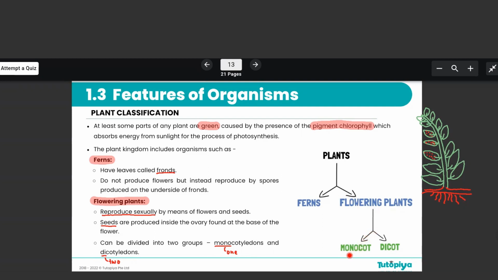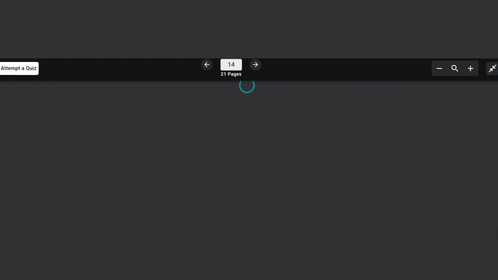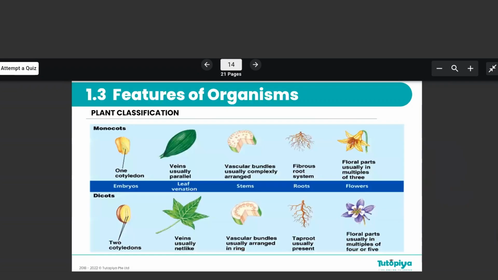So that's how we further classify the flowering plants. We classify them into monocots and dicots. So now let's take a look at the differences between the monocots and the dicots.